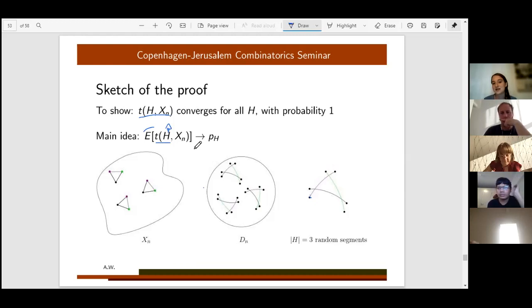So we know that these expectations have to converge to this pH, because it's just a sum of expectations, right? We think about the probability that these edges give us this crossing triangle, sum over all of them, and then divide by all choices. It's exactly going to be pH.